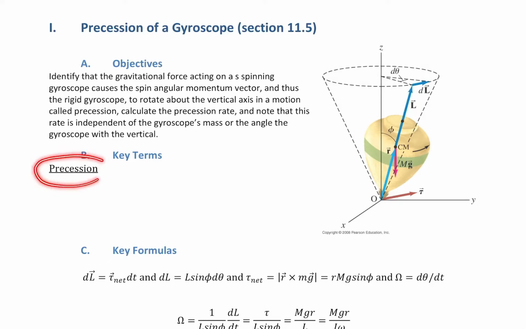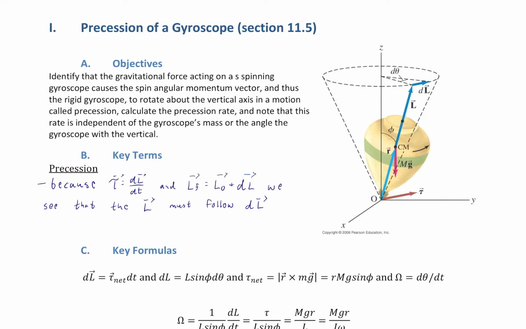So first of all, let's define what precession is. The idea is that torque, by definition, and this is the torque vector, mind you, is equal to the instantaneous change in the angular momentum vector. This is Newton's second law. Okay. So Newton's second law.